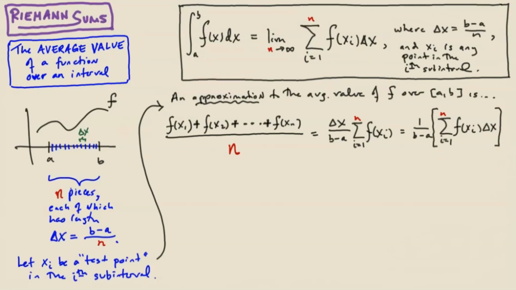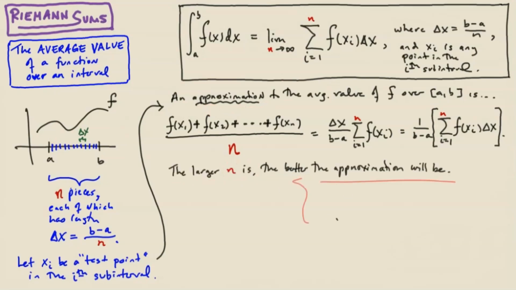But before we do that, just take a step back and think about what we have established so far. We're trying to find the average value of a function over an interval. And we have determined that an approximation to that average value of the function over the interval is given by this expression right here. Now, for different values of n, in other words, different numbers of values of the function that we are averaging, we're going to get different approximations. In particular, the larger n is, the better the approximation will be.